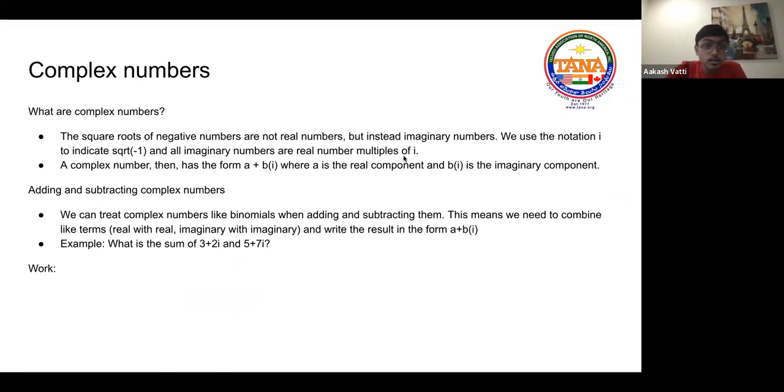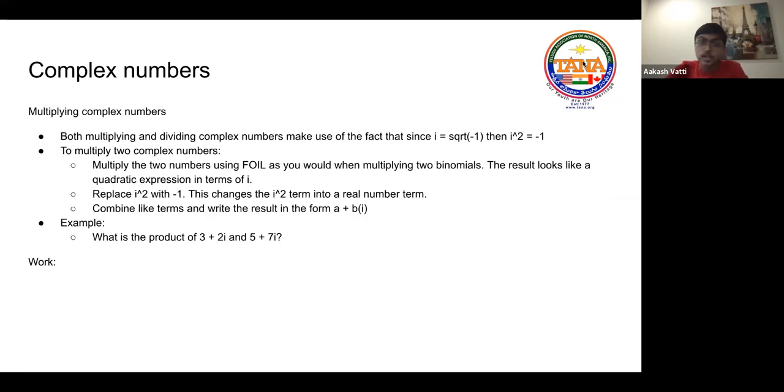So, multiplying complex numbers. Both multiplying and dividing complex numbers make use of the fact that since i is equal to the square root of -1, then i squared is equal to -1. To multiply two complex numbers, you multiply them using FOIL, as you would when multiplying two binomials. The result looks like a quadratic expression in terms of i, so you have to replace i squared with -1. This changes the i squared term into a real number term. Then you combine like terms and write the result in the form a plus bi.